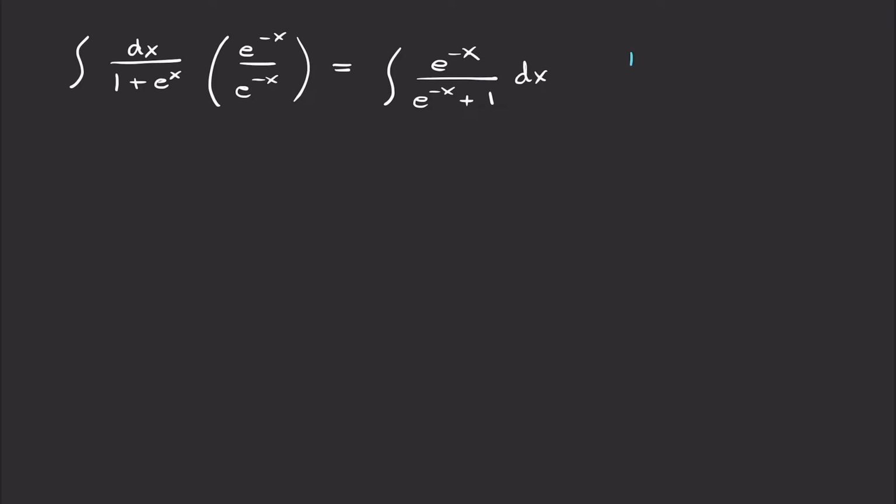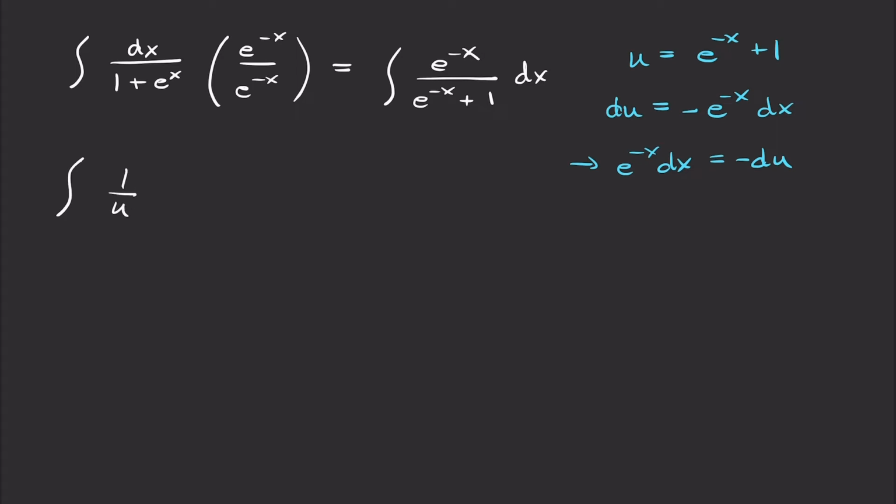And now we can let u equal e to the minus x plus 1. And our du is going to be the derivative, or minus e to the minus x times dx. So we could write this as e to the minus x dx equals minus du. And now we can substitute. So this becomes the integral of 1 over u, and then e to the minus x dx will just be minus du. And so this is minus the integral of 1 over u du.